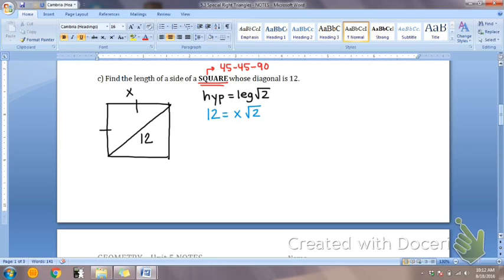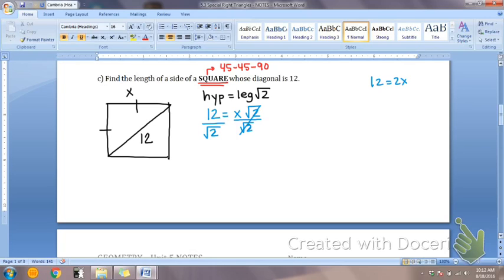Let's think about this. If this was just 12 equals 2x, how would we get x by itself? What would we do? Divide by 2, right? Same example. We're going to divide by the square root of 2 on each side. Cancels out here.